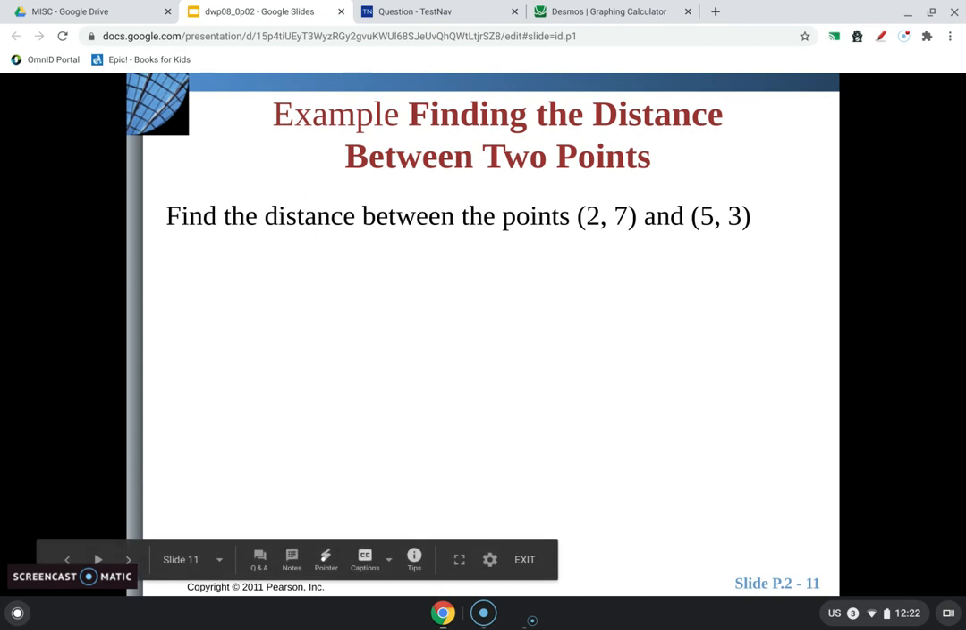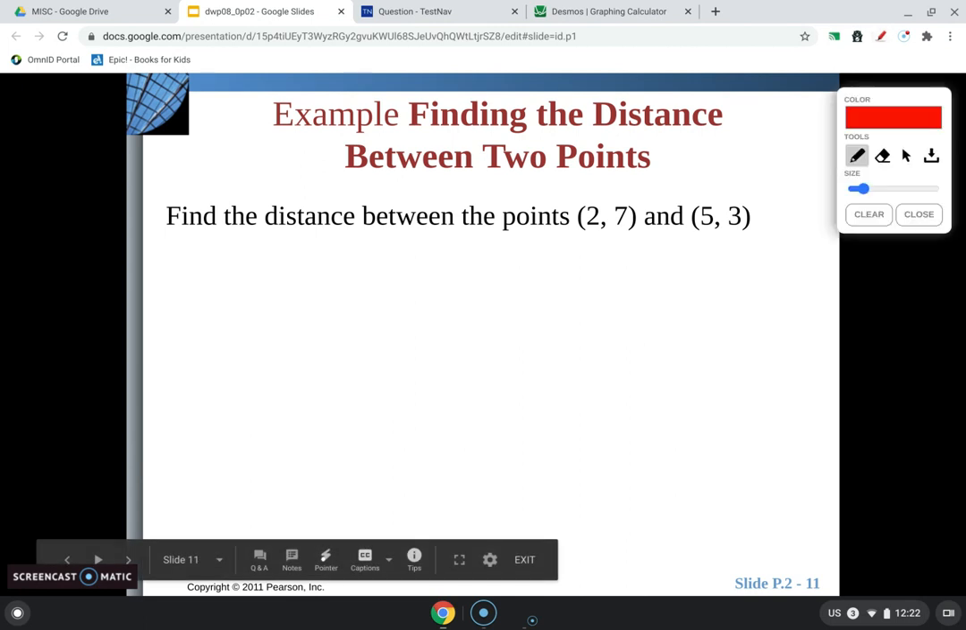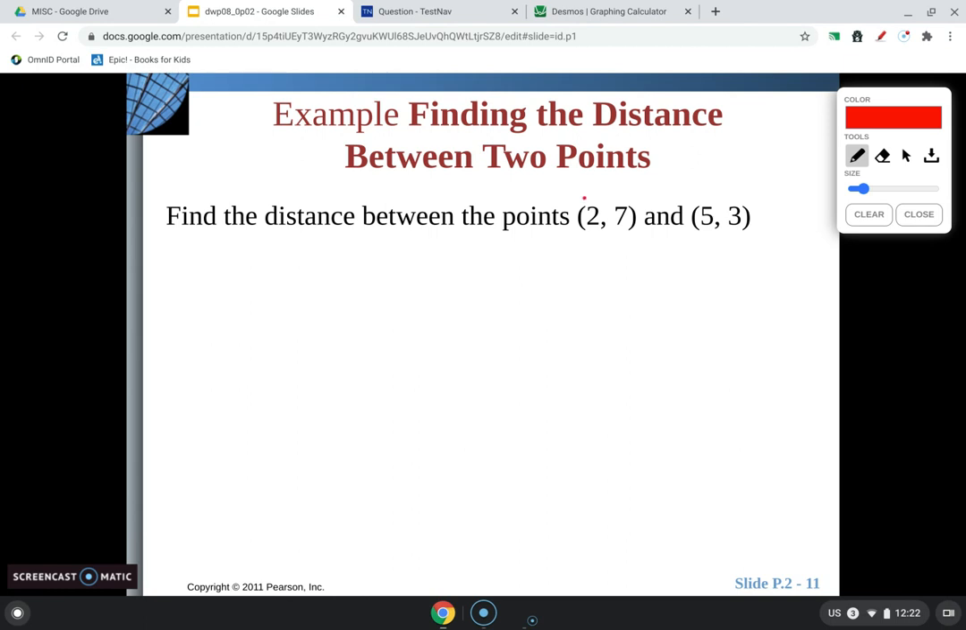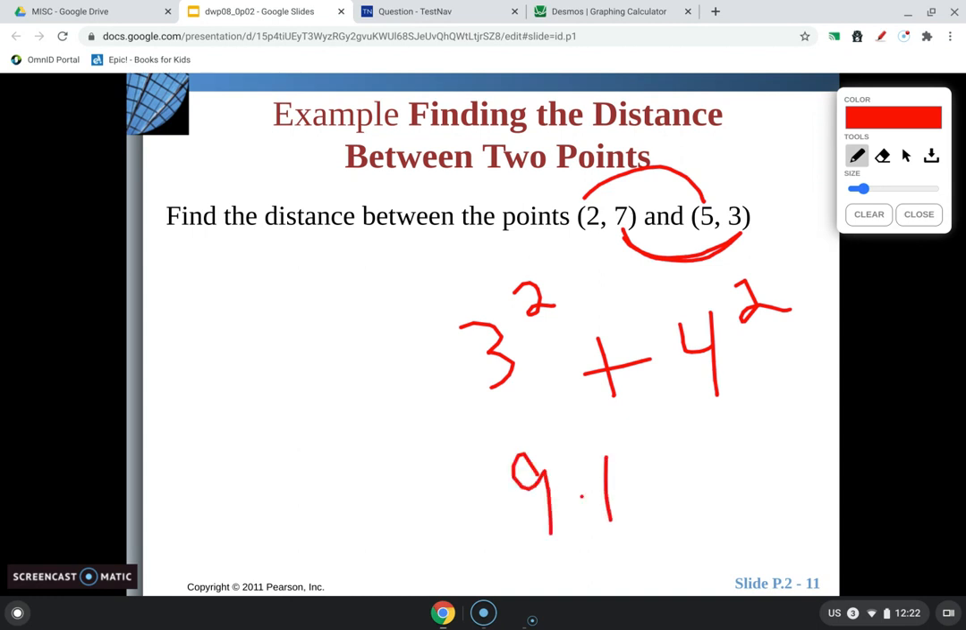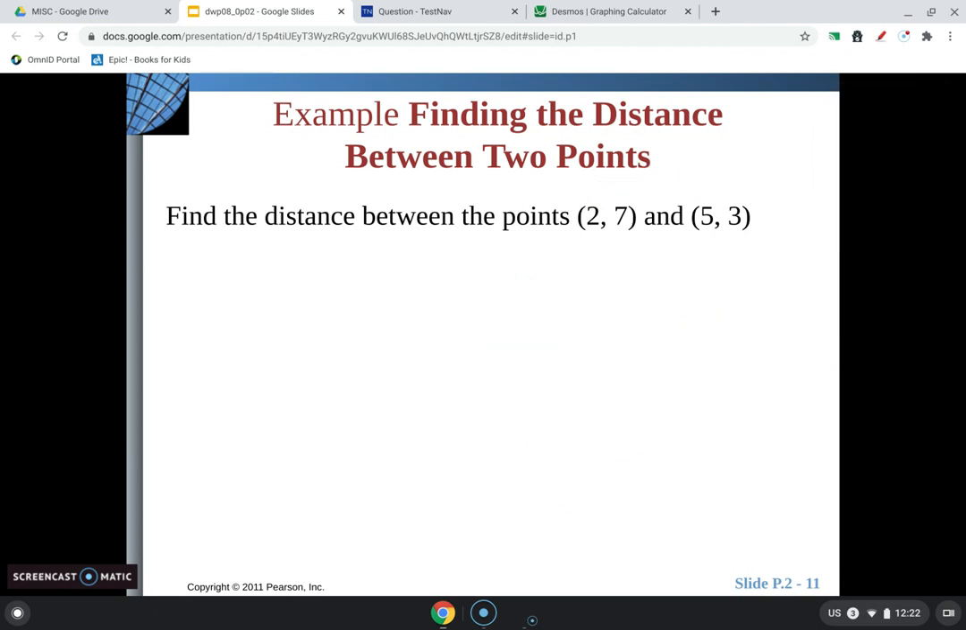So if we were going to find the distance between 2 points, we can just round everything to the nearest hundredth if necessary. But how far is it from 2 to 5, our change in x? Well, it's 3 squared. Plus, how far is it from 7 to 3? Well, that would be 4 squared. And you always want to keep those numbers positive. So 3 squared is 9. 4 squared is 16. That's 25. Square root of 25 is 5.